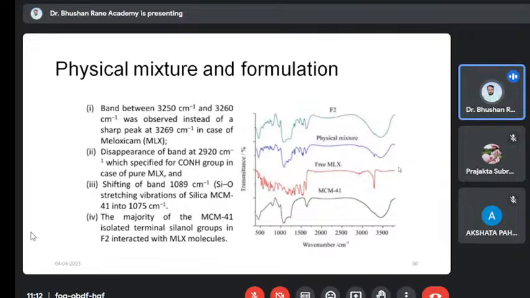This is for the physical mixtures. This is free meloxicam, and this is meloxicam with excipients. From all these peaks you can conclude this is a broad spectrum, with sharp peaks. A small shift in particular peaks allows you to conclude whether the drug has interacted with the excipients or not.